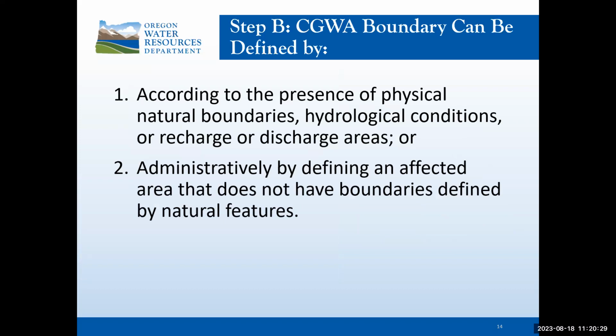So how can a boundary be defined? In rule, we say that a boundary can be defined according to the presence of physical natural boundaries, hydrological conditions, or recharge or discharge areas. Those would be the physical features in an area. Secondly, it could be defined administratively by defining an affected area that does not have boundaries defined by natural features. The two pair together to allow for the creation of an effective boundary for administering and managing groundwater within an area.